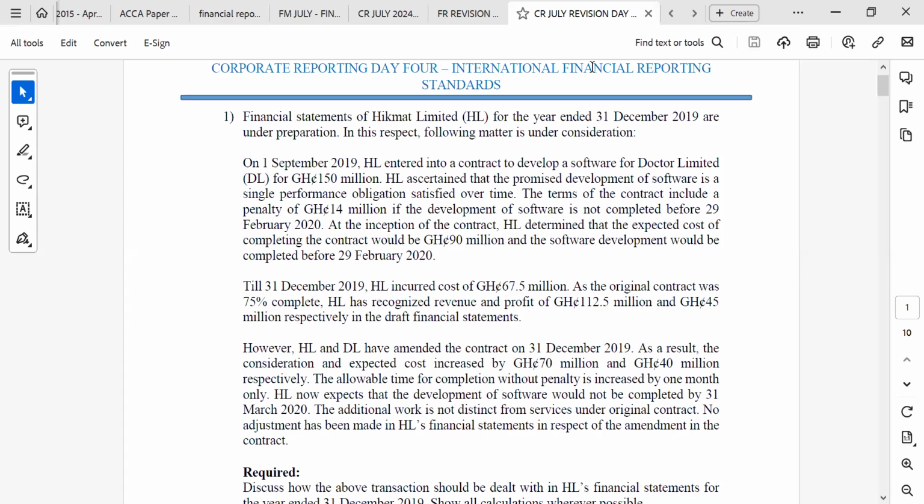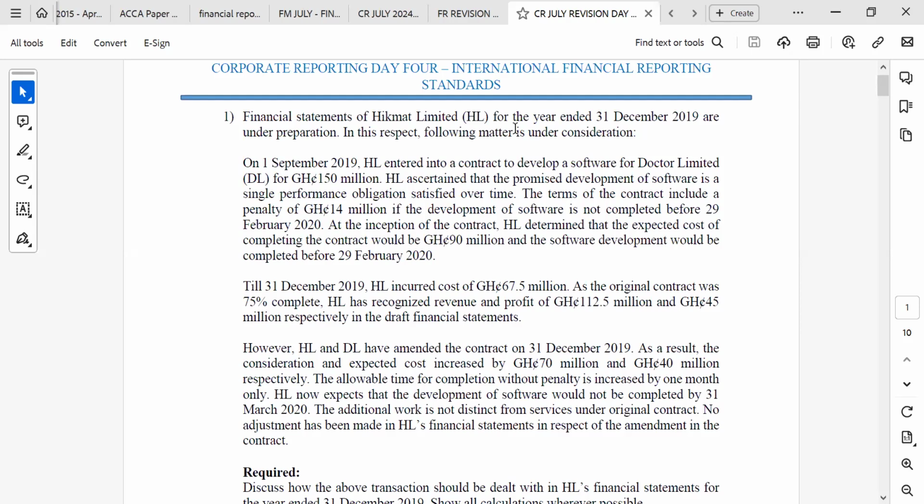Till 31st December 2019, HL incurred costs of 67.5 million Ghana cedis, as the original contract was 75% complete. HL has recognized revenue and profits of 112.5 million Ghana cedis and 45 million Ghana cedis respectively in the draft financial statements.